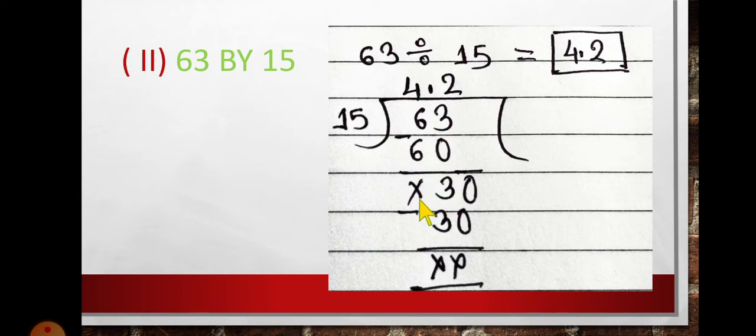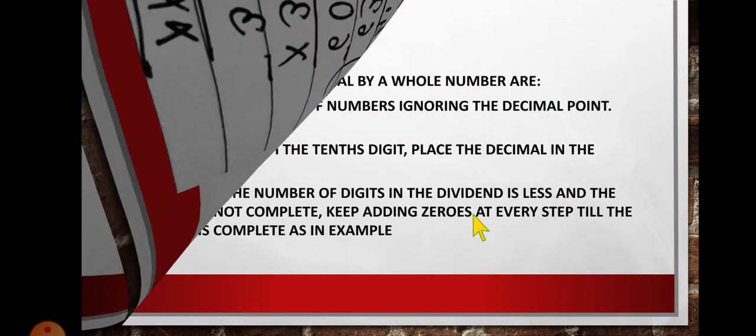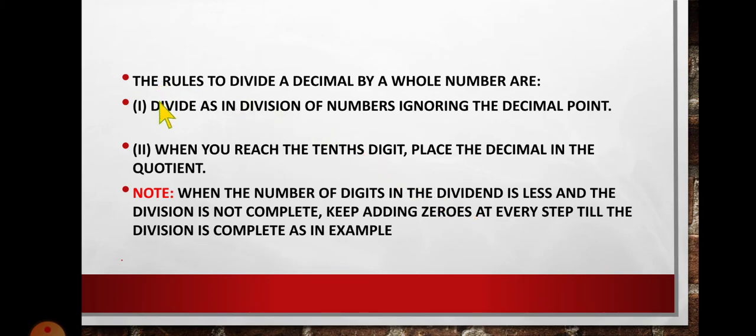It's nothing. Then here also again we can see 3 is not divisible by 15 because 3 is less than 15. So we insert the decimal after 4 and we add 0. Then we continue our division. 15 twos are 30. Okay. So here there is a rule, students.